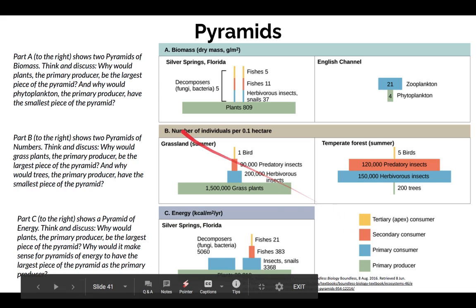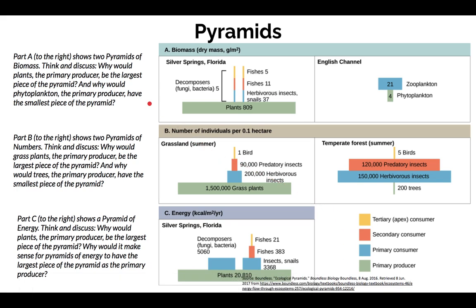So that's going to remain constant, okay? So part A shows 2 pyramids of biomass. So we're going to think, why would plants, the primary producer, be the largest piece of the pyramid for this example, right? Well, plants have a relatively large biomass, okay? Whereas insects or snails have lower biomass. Fish here are also relatively low. So in this one, plants make up the largest amount of living tissue in that specific pyramid.